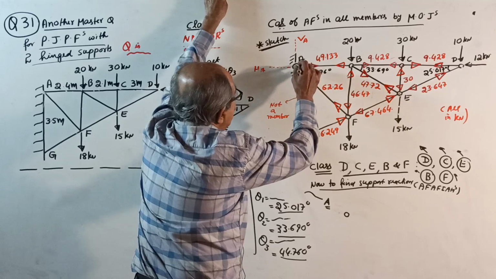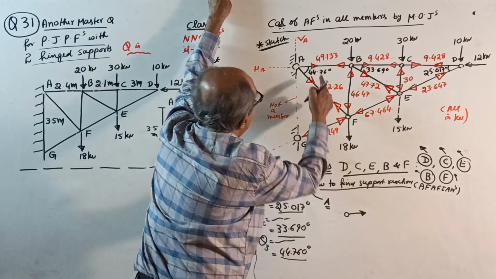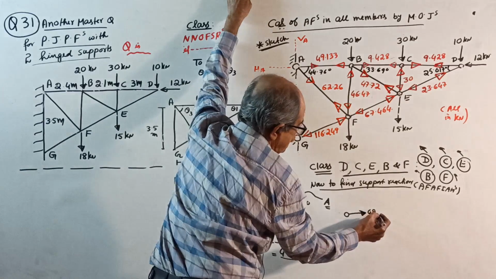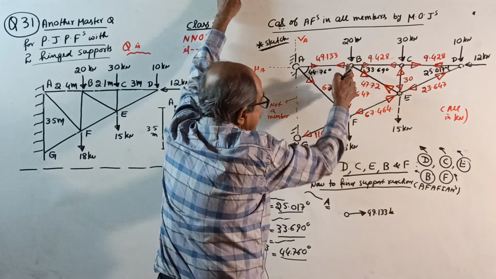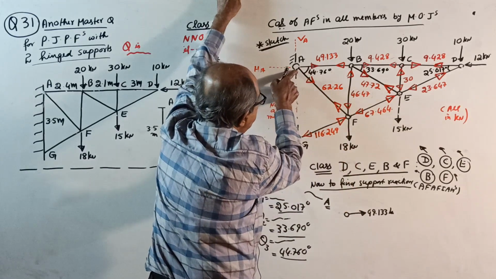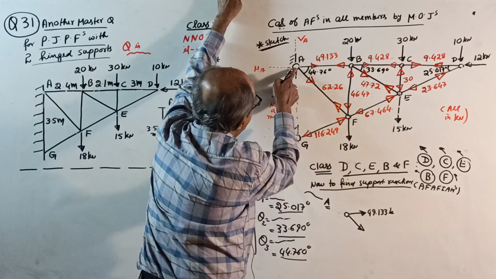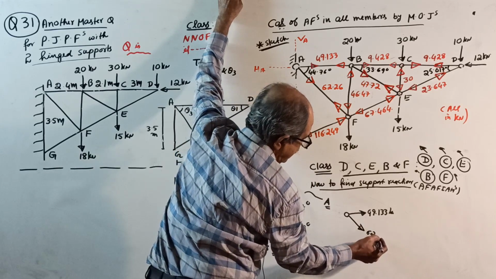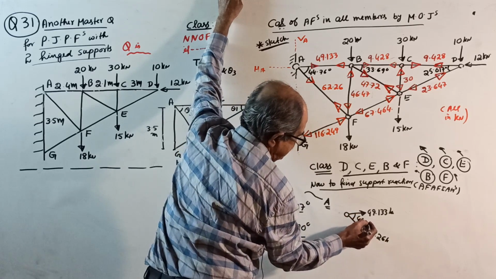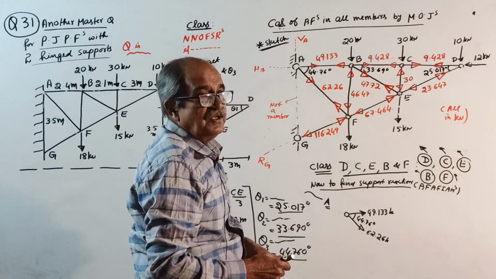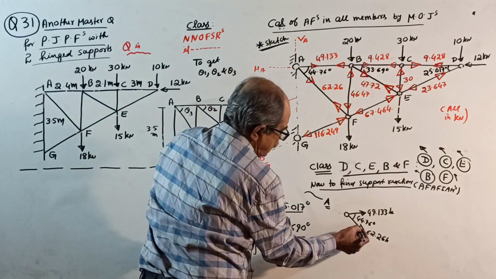See, at the pin there are axial forces here. One force goes this way, a value I already know, 49.133 kilonewton. I won't waste time. You write PAB equal to 49.133 kilonewton, and PAF, this way, PAF equal to 62.26 kilonewton. This angle is 44.76 degrees. Then write the names correctly, PAB and PAF.